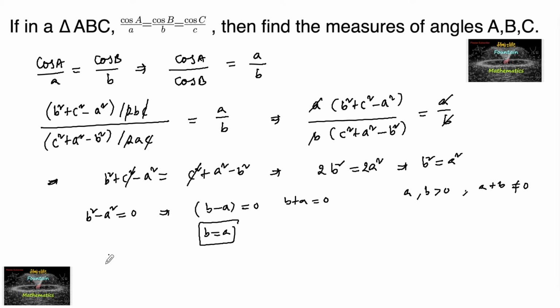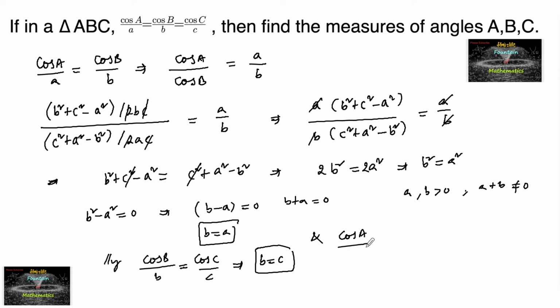Similarly, even if you consider cos B upon b is equal to cos C upon c, just the angles change, B and C. So from here we can write b is equal to c, and from cos A upon a is equal to cos C upon c, from here we can also say that a is equal to c.